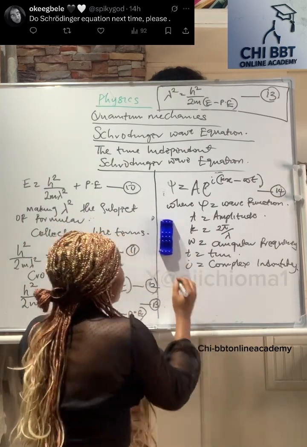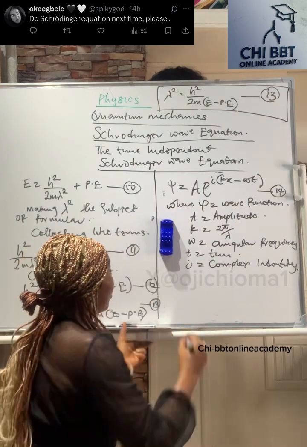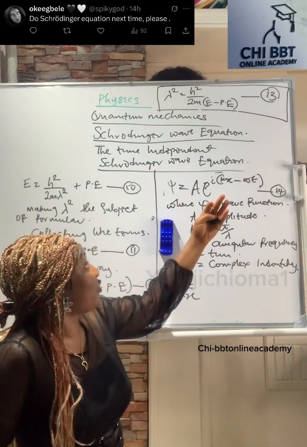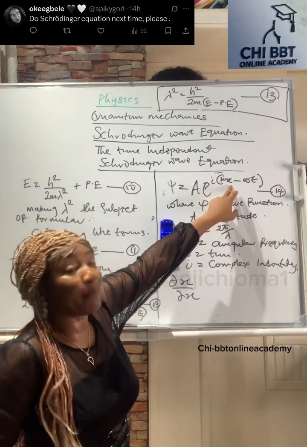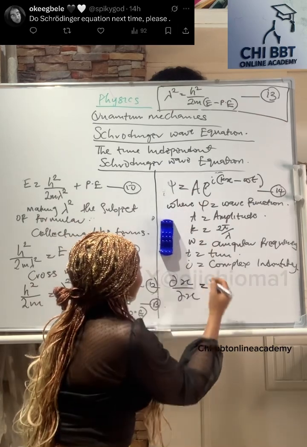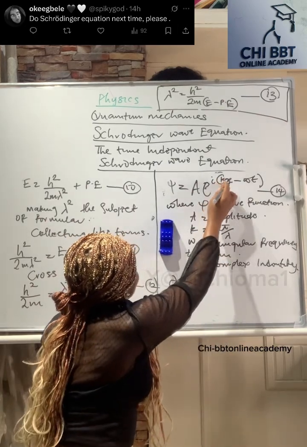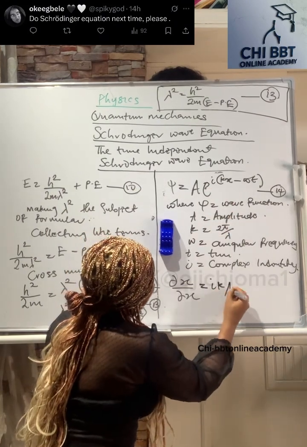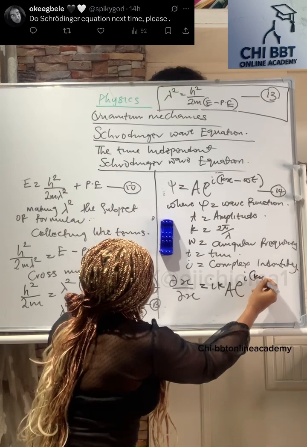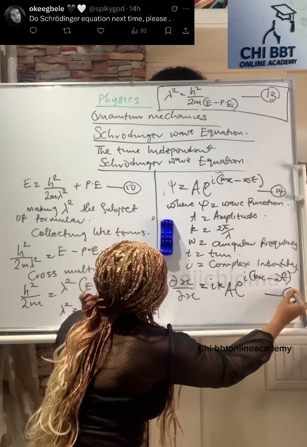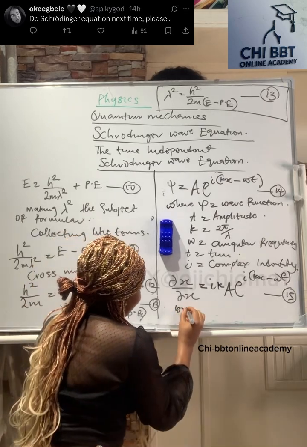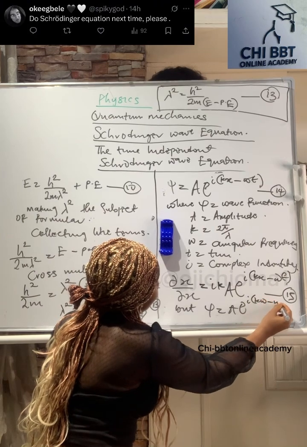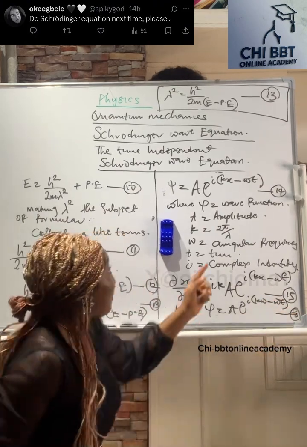Now let's go. We have to find the partial derivative of the wave function. First partial derivative of the wave function with respect to x, because it is time independent. So if we talk about time independent, we take the x part of the equation. We differentiate this, that's how we got ik, then A exponential i bracket kx minus wt. This is equation 15. But remember that phi equals A exponential i bracket kx minus wt. Equation 16. Substitute it, guys.